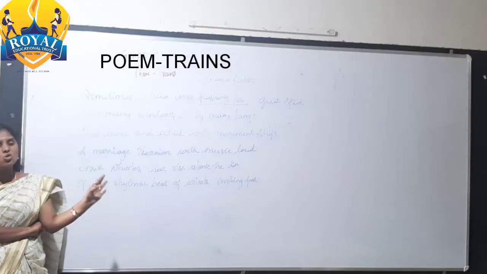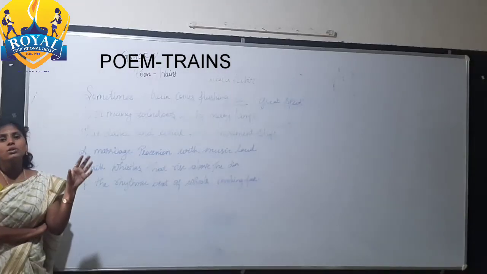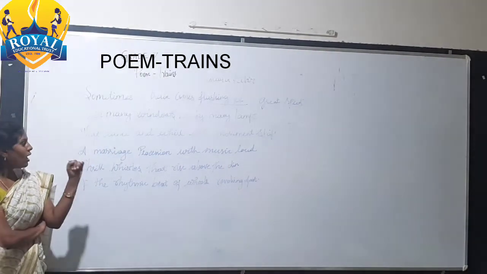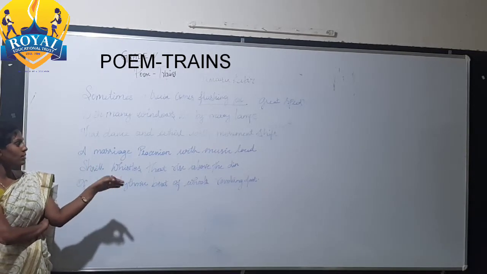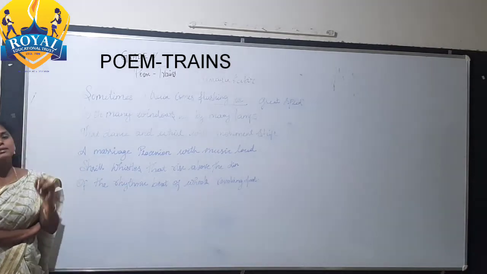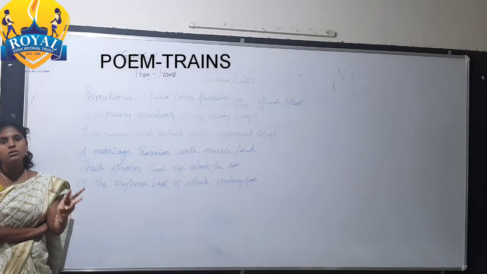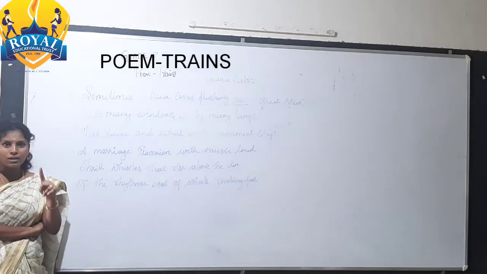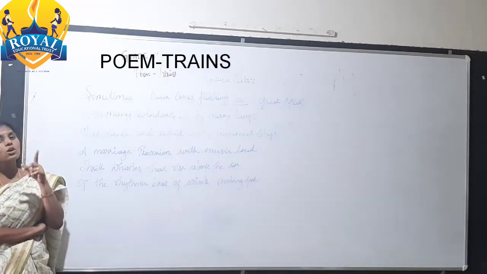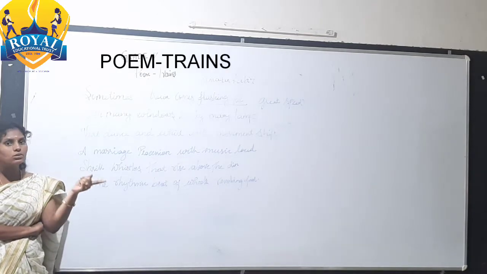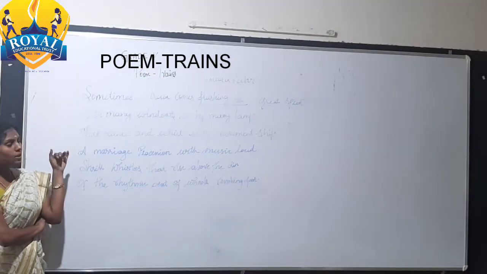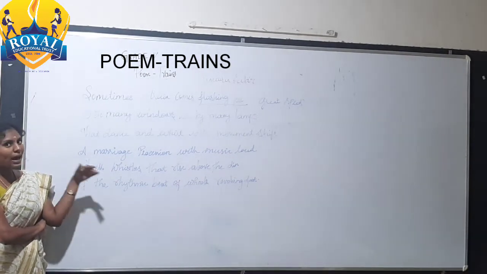Why does he compare it to the wedding procession? Through the wedding procession, with music loud, shrill whistles that rise above the din of the rhythmic beat of wheels revolving fast. In the passenger train, we have doors, windows and shining lamps. In the goods train, there are no doors, windows and shining lamps. So you have the difference between the goods train and the passenger train. The goods train is a huge elephant. The passenger train he compares to the marriage procession.